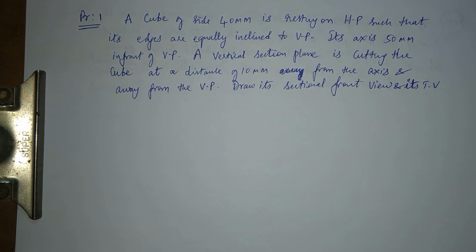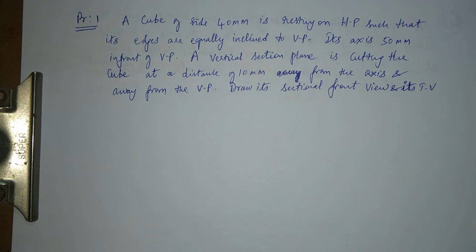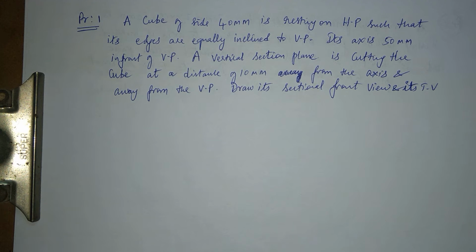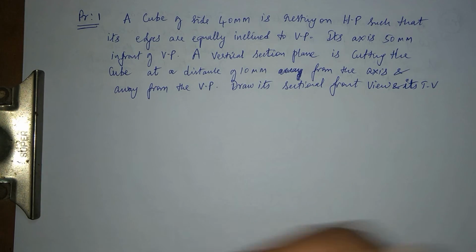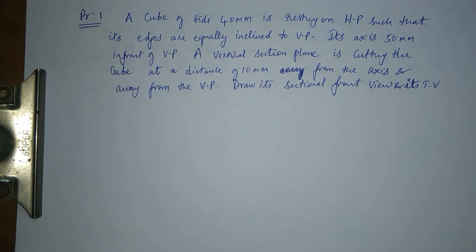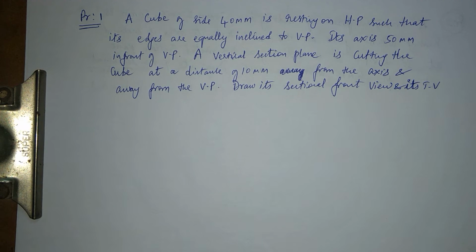So the cutting plane is a vertical section plane. Vertical in the sense it is perpendicular to HP, and we are assuming that it is parallel to VP, 10 mm away from the axis. Okay, let us draw. What do we first draw?